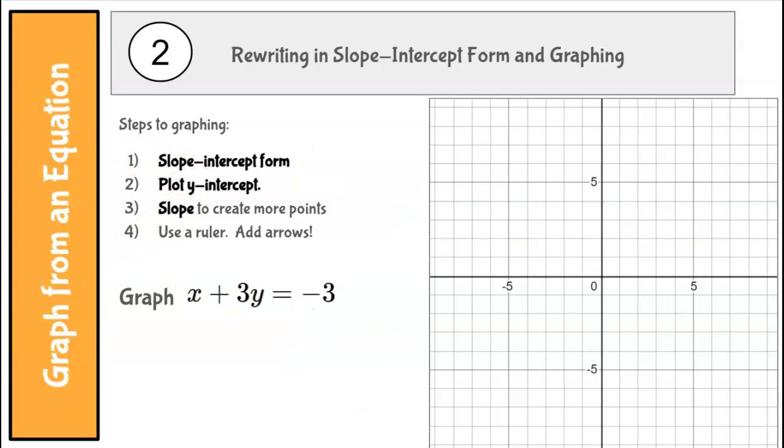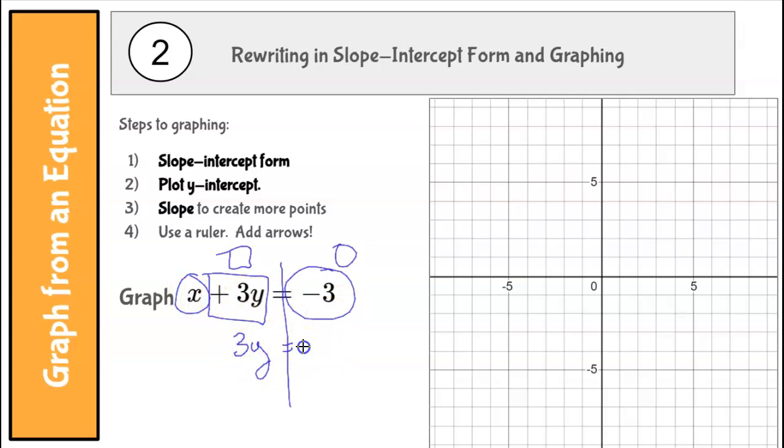Again, steps to graphing. I'm going to put it in slope-intercept form, plot the y-intercept, find the slope, use it to create more points, and then use a ruler. So is this in slope-intercept form? No, because I don't have y by itself, but I can put y by itself because I know how to do this. Circles on the right, squares on the left. I'm going to move this guy over here, and then I'm going to divide by 3. Now, here, I'm going to put an understood 1 there, because if there's no coefficient of x, we know that's an understood 1.